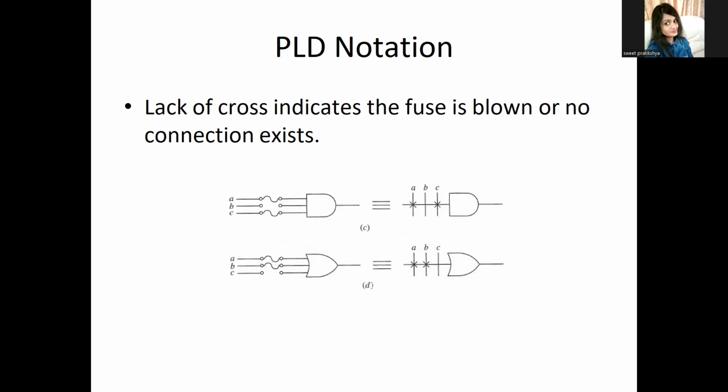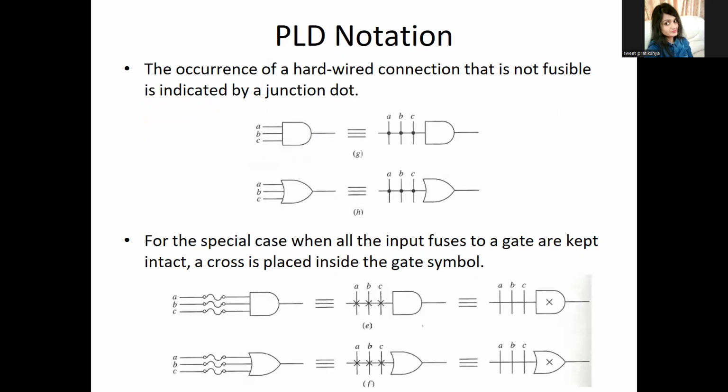Here you can see in figure D there is no connection. That means there is no connection to input C because the fuse is broken. And in the first figure, we can see that for B there is no cross connection, which means B is not connected as an input to the gate. Earlier we discussed that a dot connection means a hardwired connection, that is, one that is not fusible, indicated by a junction dot.